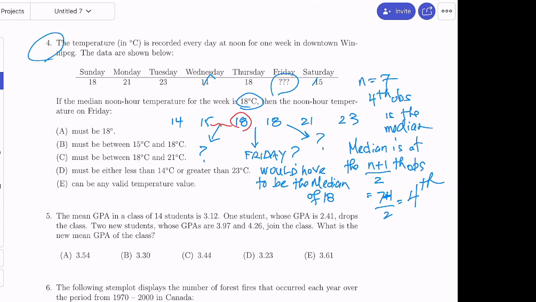What about here, above 18? Could it be above 18? Could it be anywhere between 18 and 21? And still have a median of 18? Yes, it could, because then this would be the median.